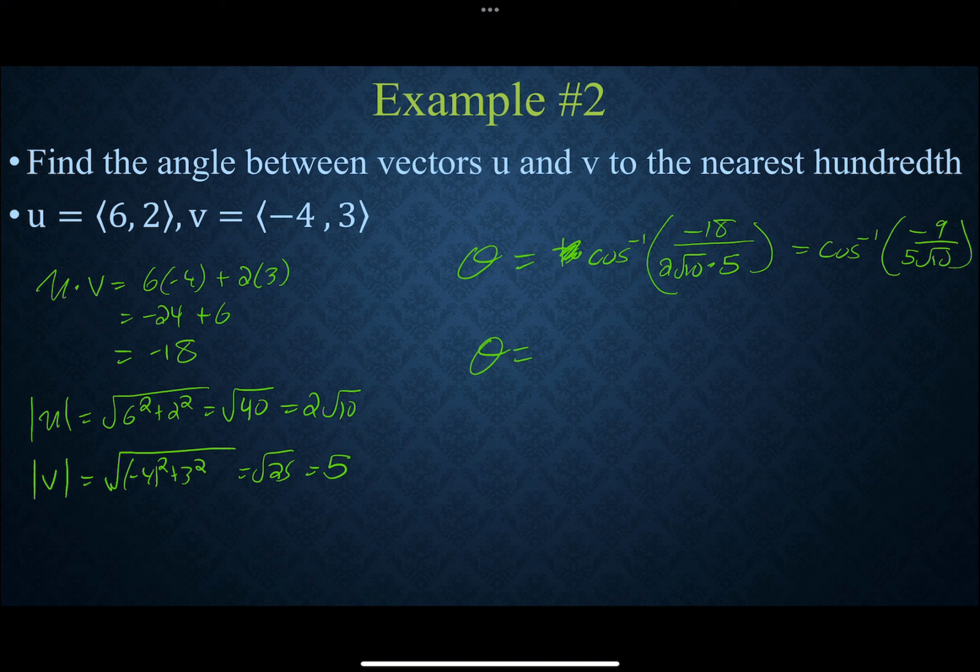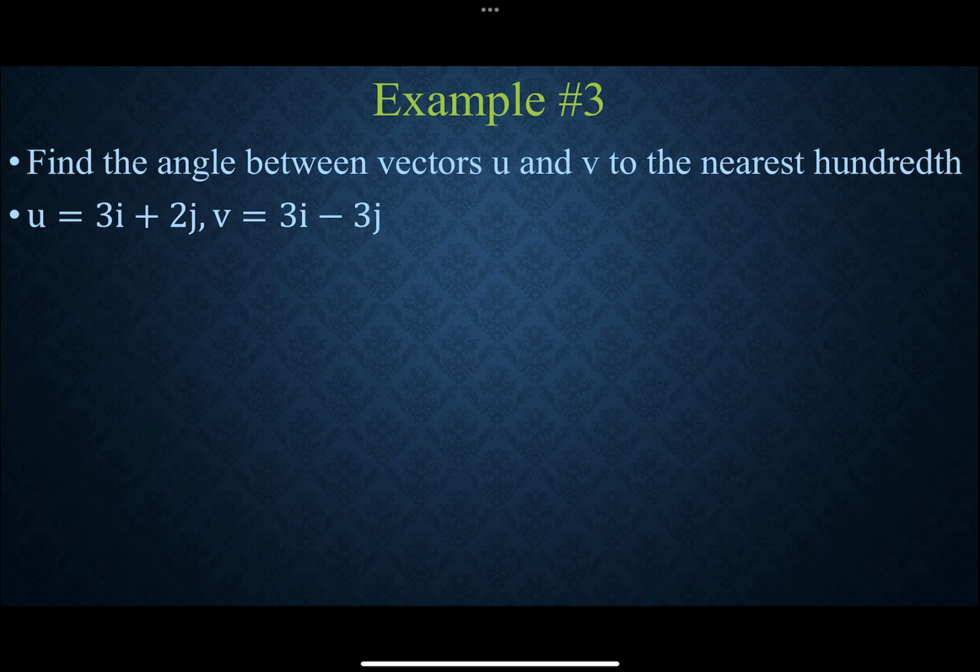So we can get 124.7 degrees. It's really 6.9, but after that, it's a number that makes it round up. So that's why we're just going to ignore that and just go 0.7 degrees instead. So again, you notice negative dot product gave us an obtuse angle.